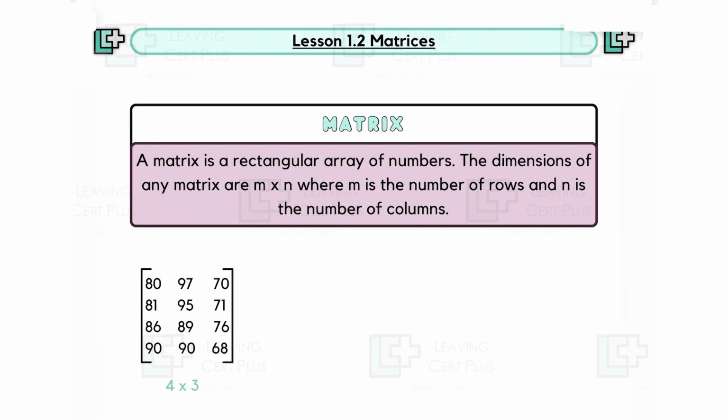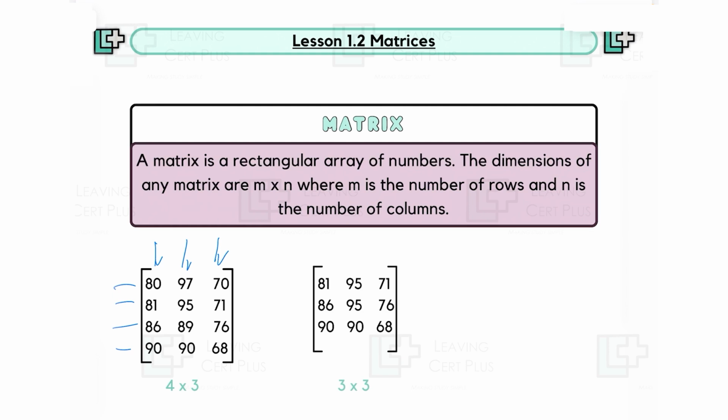So like here I've got a 4 by 3 matrix. So it's got 4 rows, 1, 2, 3, 4, and it's got 3 columns, 1, 2, 3. So our rows go across and our columns go down.